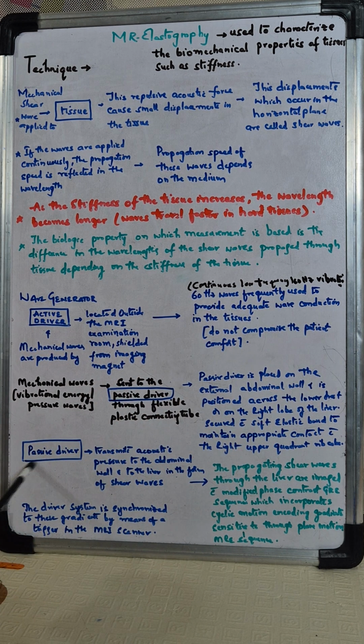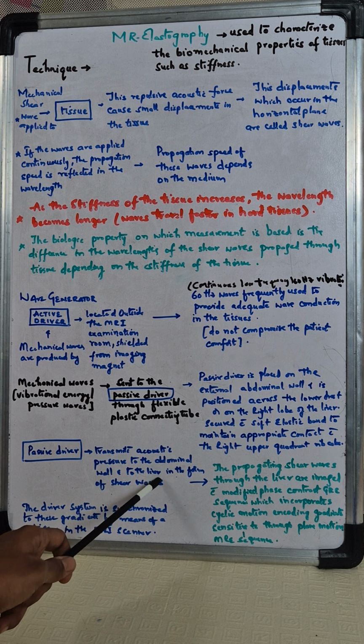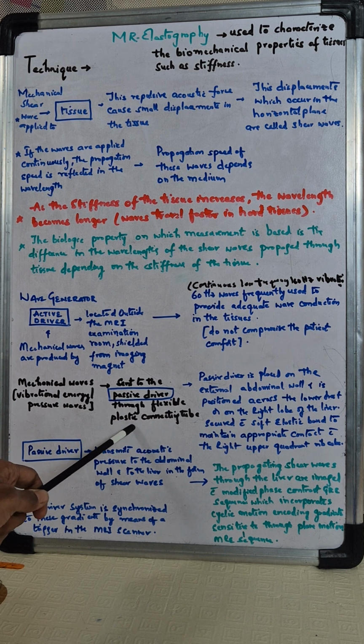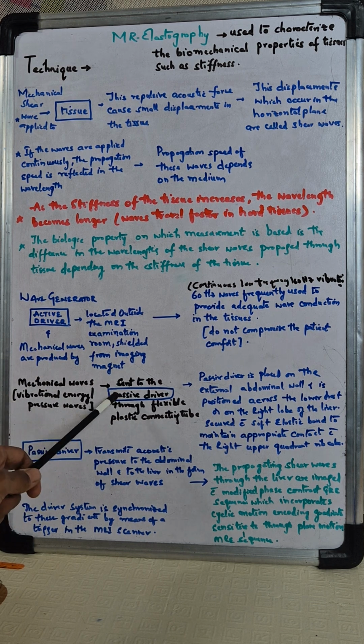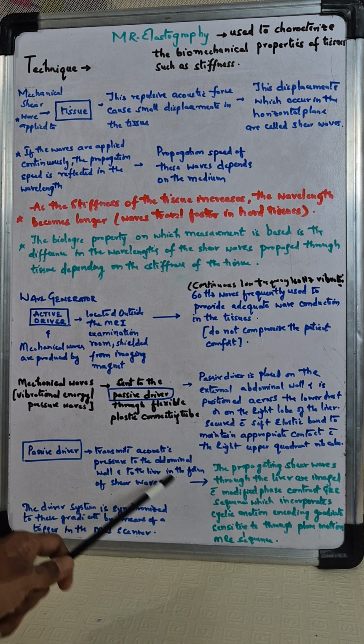From this passive drive, the waves transmit the acoustic pressure to the abdominal wall and to the liver in the form of shear waves. So we have a wave generator, that is the active drive. Through a plastic connecting tube, these waves pass to the passive drive. From the passive drive to the abdominal wall, they transmit the acoustic pressure.